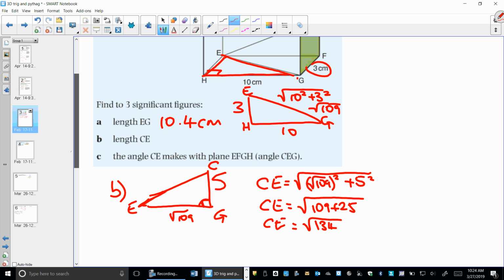See, mini calculators out. Otherwise. I have 11.6. 11.6, merci.